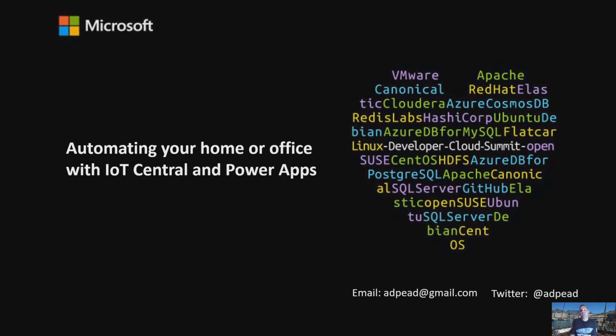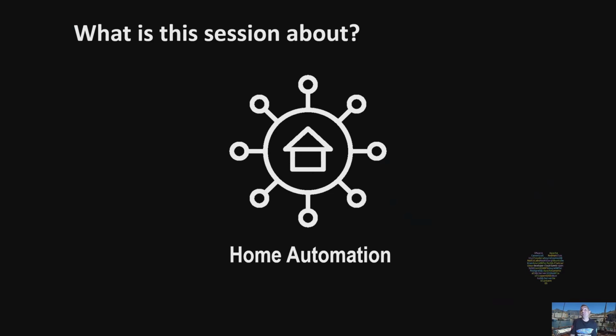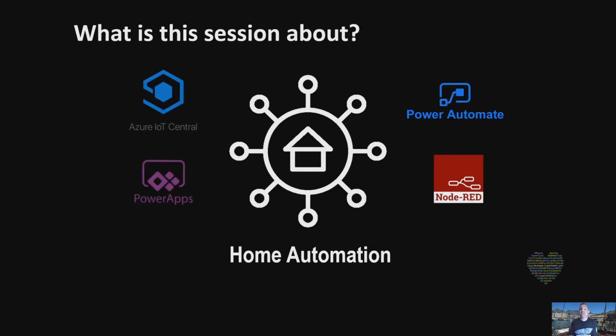The title of this talk is Automating Your Home or Office with IoT Central and Power Apps. But what is the session about? It's about home automation and making your life better at home. But more specifically, it's how to leverage these technologies: Azure IoT Central, Power Automate, Power Apps, and Node-RED within the home automation space.